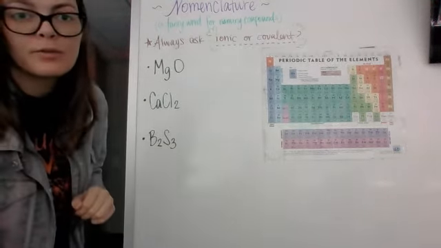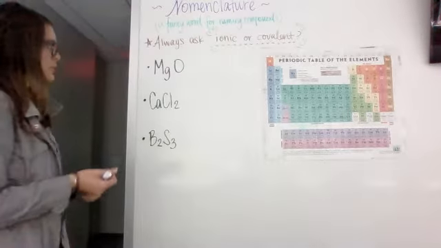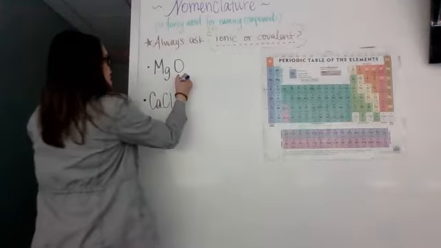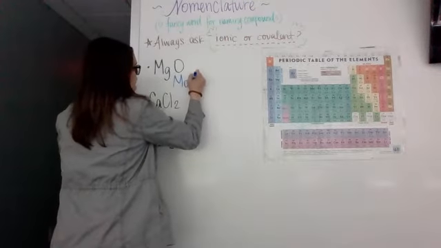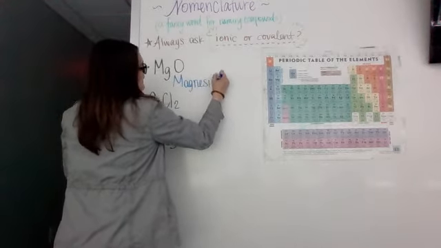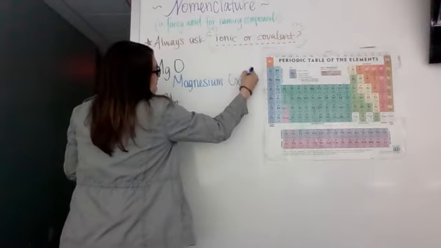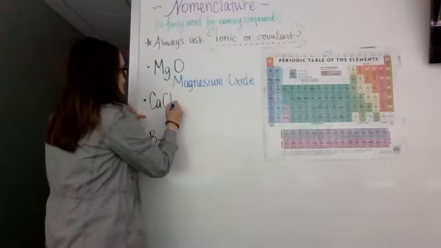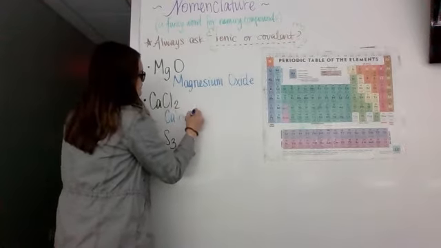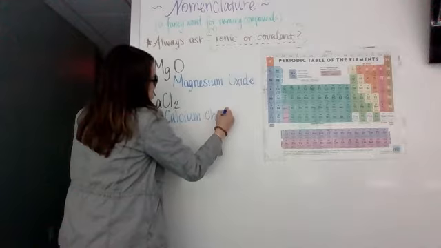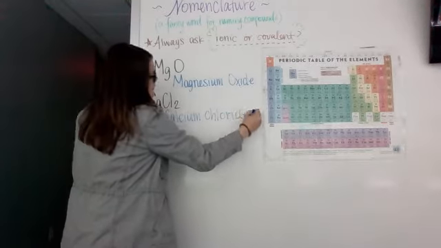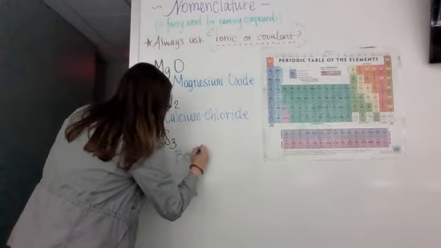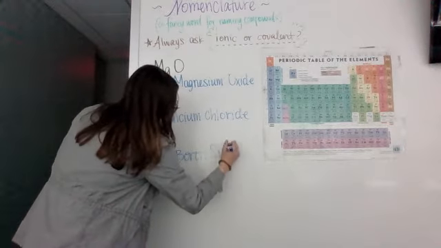Hopefully you paused the video and you're looking back at this. I'm going to name them for you. So element I, this should be magnesium oxide. This one, calcium chloride. And then this one, boron sulfide.